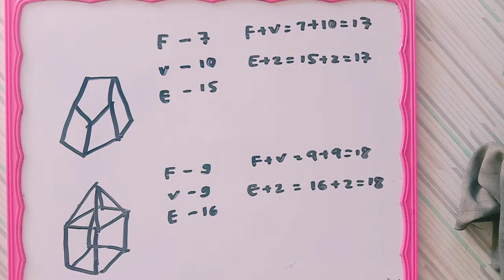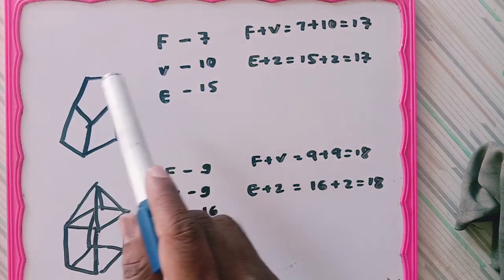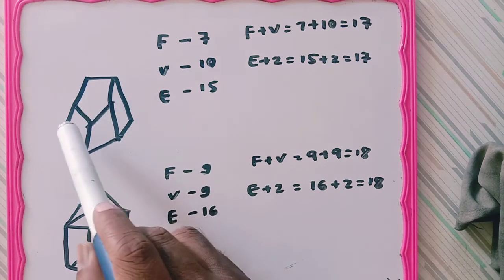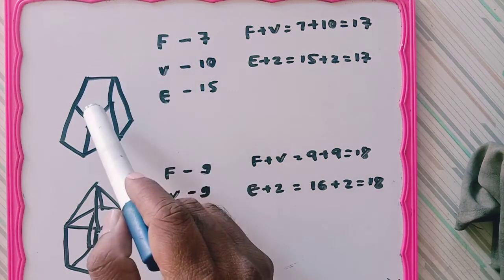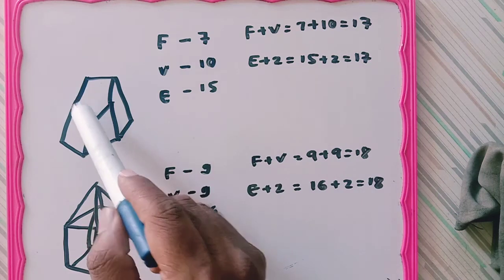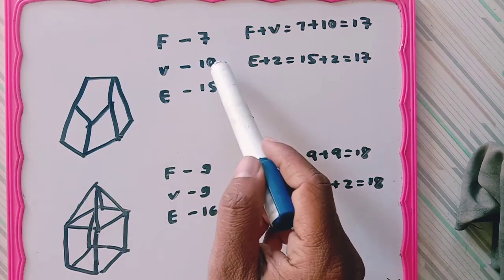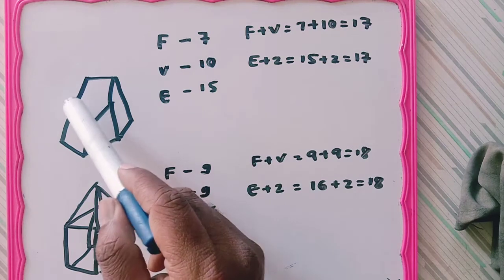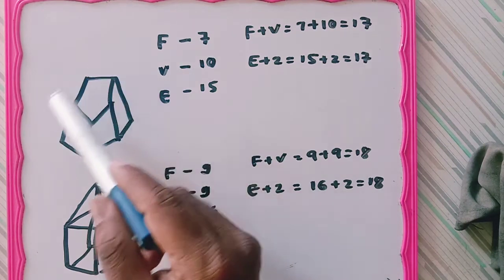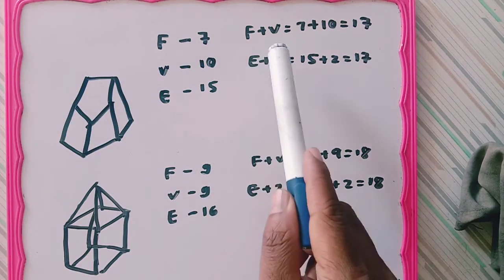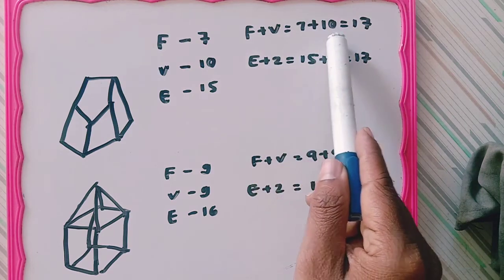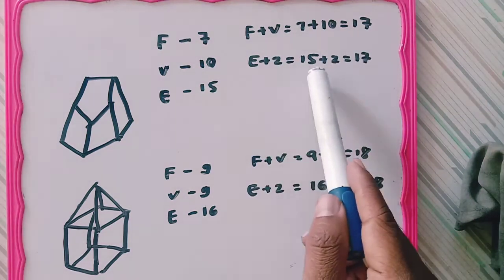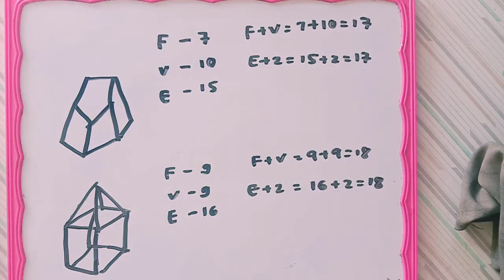Question 6: verify Euler's formula for the given solid. Here, top and bottom and 5 faces, so 5 plus 2, 7 faces are there. Top 5 vertices, bottom 5 vertices, total 10 vertices. Top 5 edges, bottom 5 edges, and on the side 5 edges, so 15 edges. F plus V is 7 plus 10, 17, and edges plus 2 is 15 plus 2, 17.